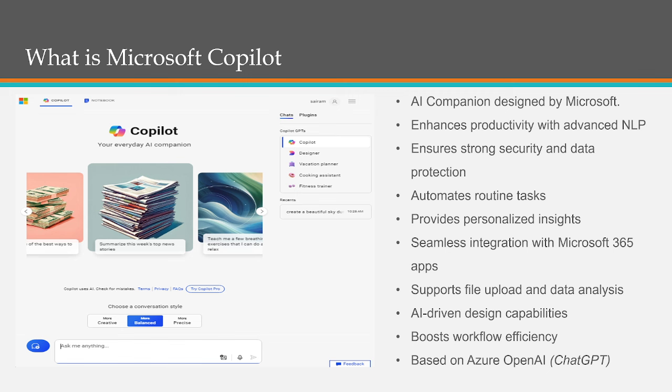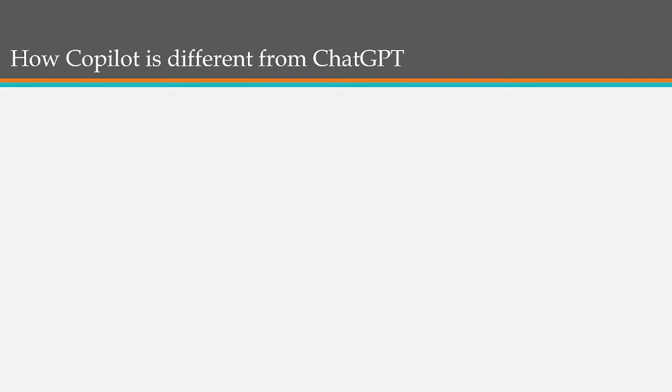The beauty of this Copilot is that it is a wrapper on top of ChatGPT that is specifically designed for you with the organizational data or your personal data, right? This takes your personal data and it acts like ChatGPT and beyond that. Let's get into the next slide where we discuss how it is different from ChatGPT.